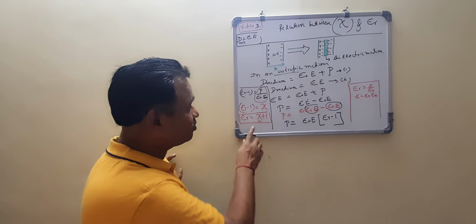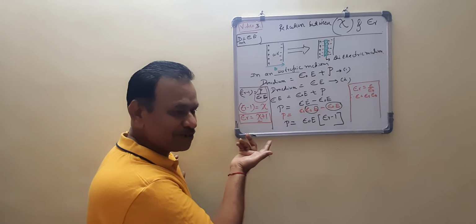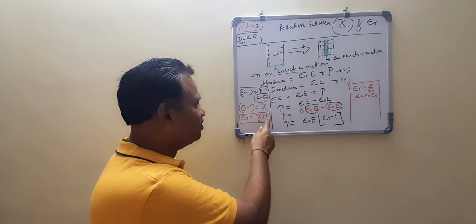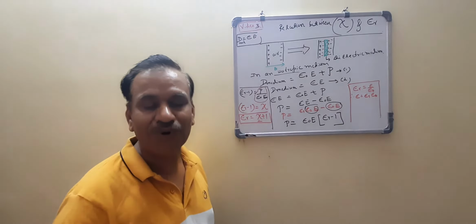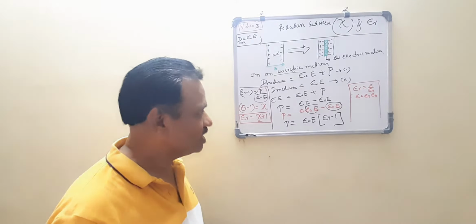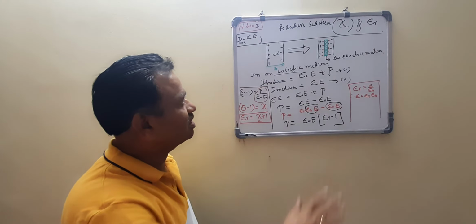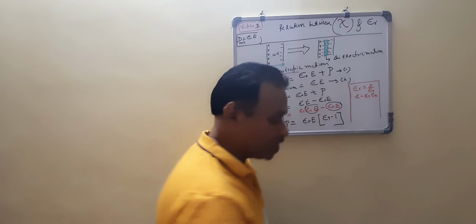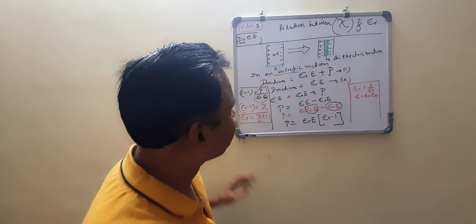This value is always a positive quantity. How do you say that it is a positive quantity? Epsilon r is always positive, then this should always be positive. And also it is more than 1 only. Okay. This is regarding the relation between the susceptibility and relative permittivity.